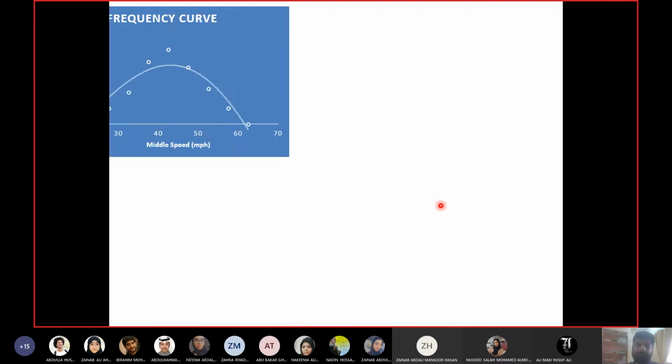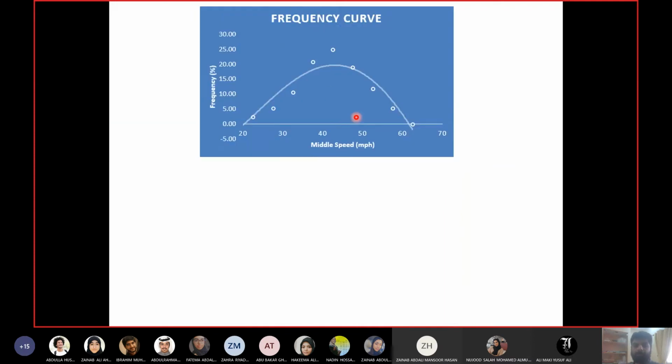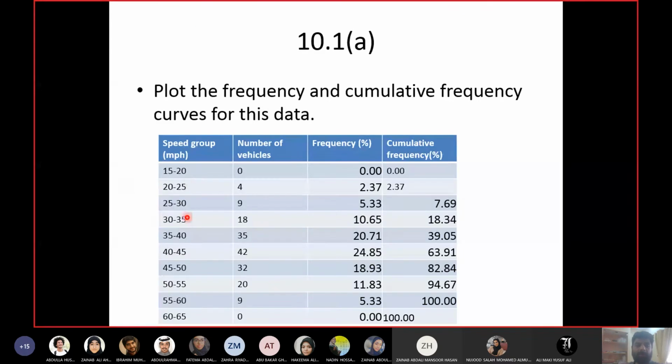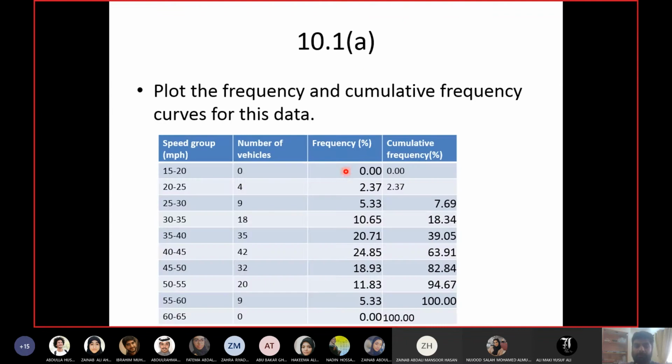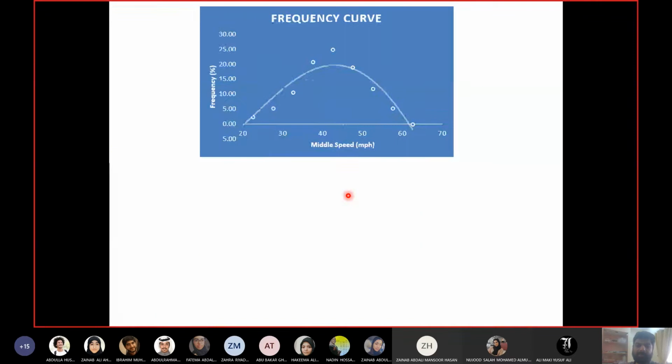You plot them. For the frequency distribution curve, you plot the middle speed. So for each speed group, find out the middle speed. The first one will be 17.5, the second one will be 22.5, which is basically the average of these two numbers, the midpoint of the upper and lower limit. And then you plot the frequency, which means this column, on the y-axis and middle speed on the x-axis.